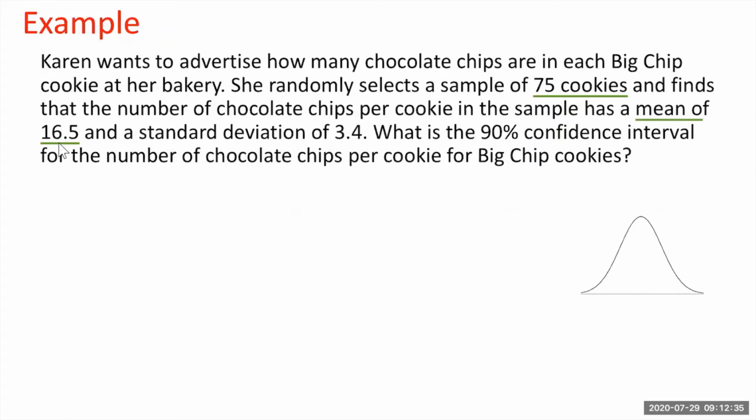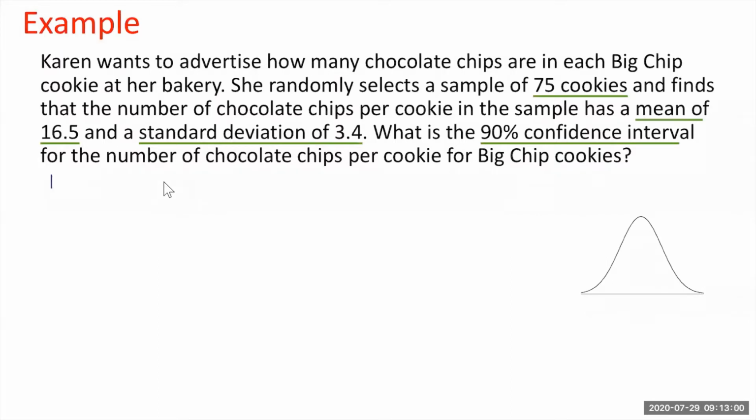So that is the sample mean. And the standard deviation of the sample is 3.4. What is the 90% confidence interval? So we are constructing a 90% confidence interval for the number of chocolate chips per cookie for a big chip cookie. Okay, so let's write down what is given first.